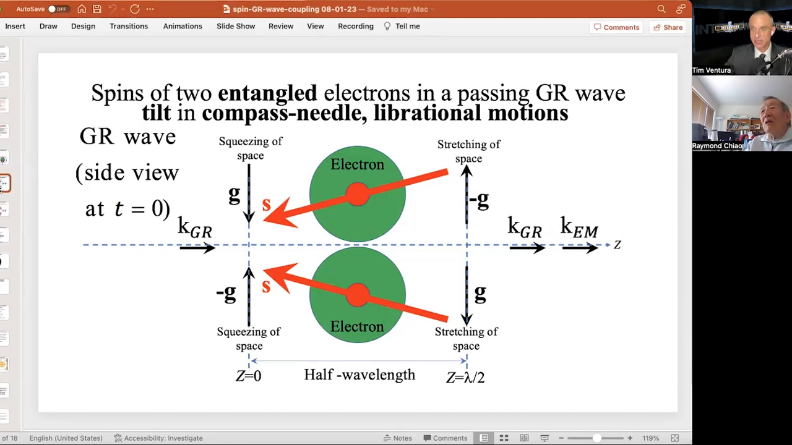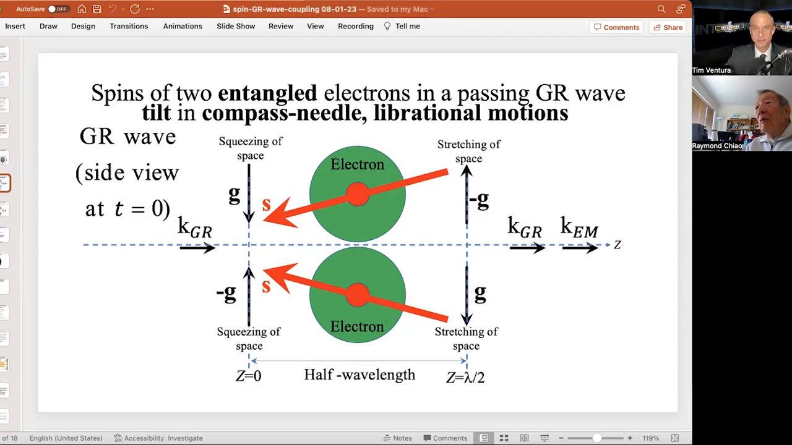Right. There's an analogy which helps here. Imagine that you had two compass needles instead of two electrons, and the spins of the electrons are the directions of the two compass needles. Well, as the gravitational wave passes by these compass needles, there is a squeezing of space due to the gravitational fields, G and minus G on the left.